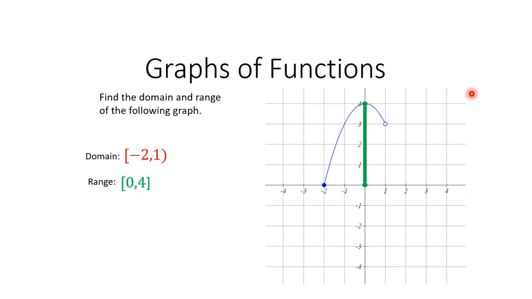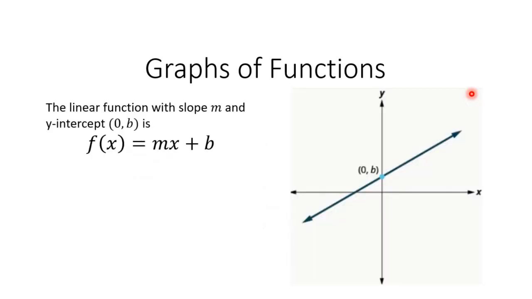Now we're going to talk about a specific type of function and how to find its domain and range, and also how to graph it. The type of function we want to talk about is called a linear function. The linear function with slope m and y-intercept (0, b) is f of x, which is just the y value assigned to this specific x value. f of x is equal to m times the x value plus b. So the value that gets assigned to each x value is the slope times that x value plus b. That's how you come up with the equation of a line. This is a linear function.